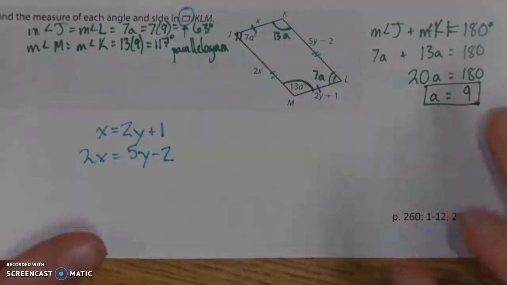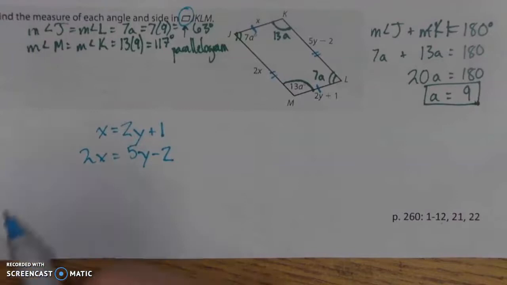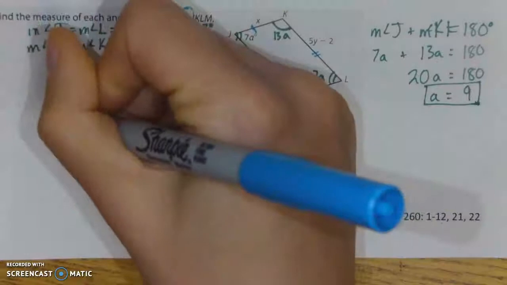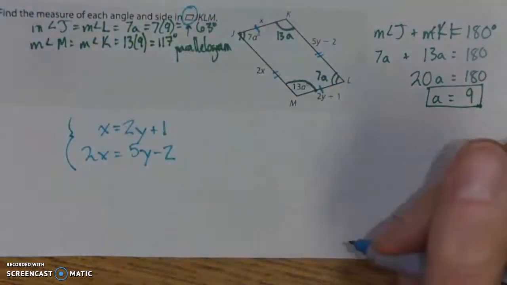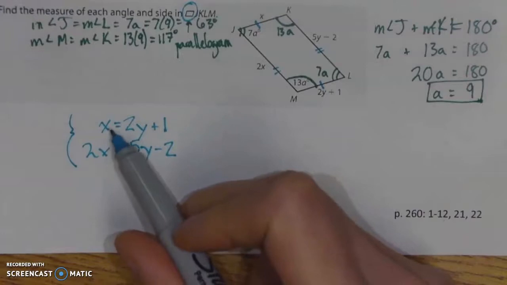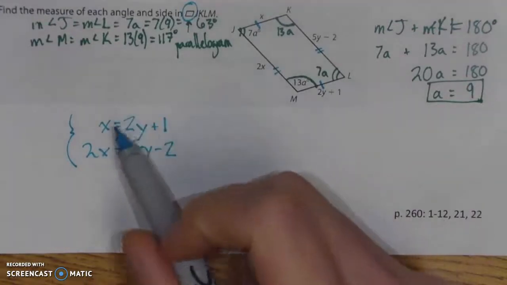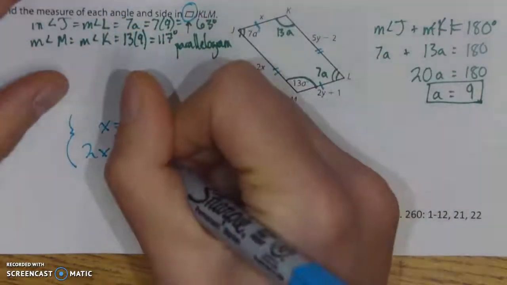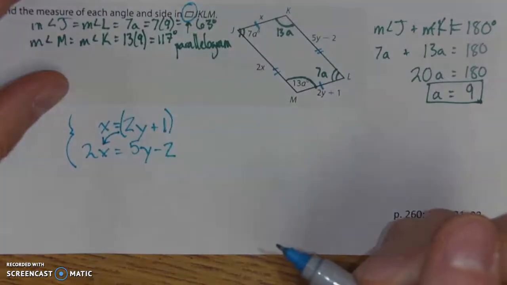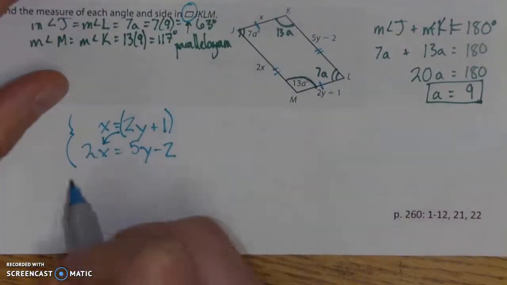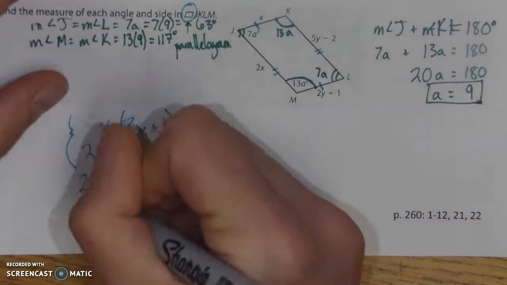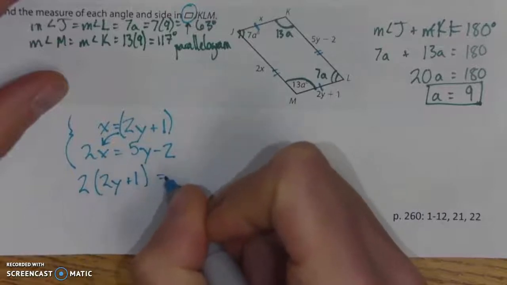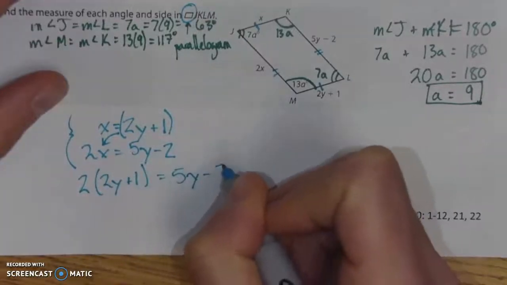Now this brings us back all the way to algebra. What do you do when neither of these are currently solvable? Well, that means that what we have is what we call a system of equations. So I can use what I know about x to substitute and solve. Since x is equal to 2y plus 1, I can substitute in that 2y plus 1 to get rid of one of the x's in my formula. That's going to give me 2 times (2y plus 1) is equal to 5y minus 2.